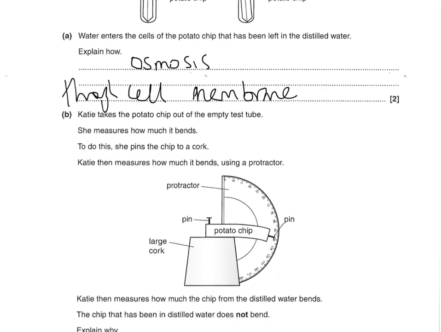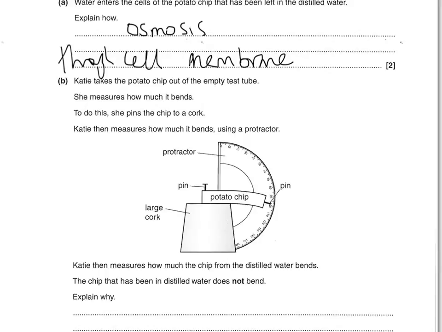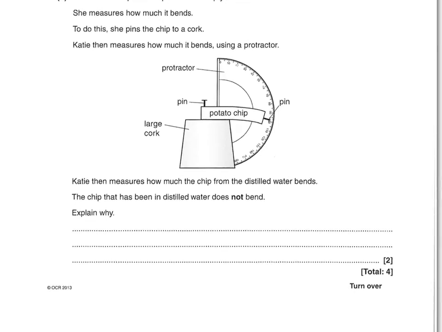Katie takes a potato chip out of the empty test tube. She measures how much it bends. To do this, she pins the chip to a cork. Katie then measures how much it bends using a protractor. Katie then measures how much the chip from the distilled water bends. The chip that's been in the distilled water does not bend. Explain why. So the first mark is the idea that the cells are full of the water that it's been in. So cells are full of water, or you could say the cells are rigid, or you could say the cells are swollen. You could say the cells are turgid, or it has turgid pressure.